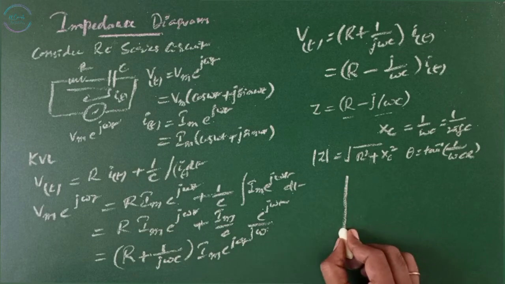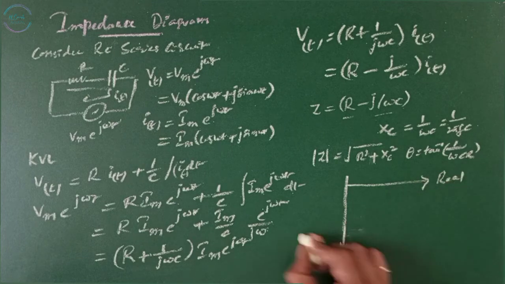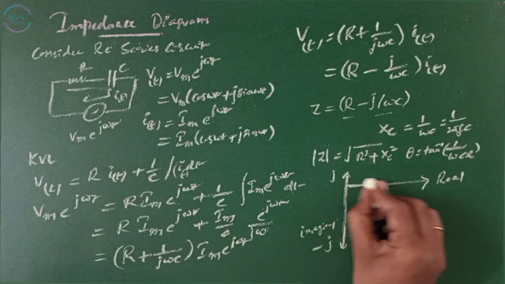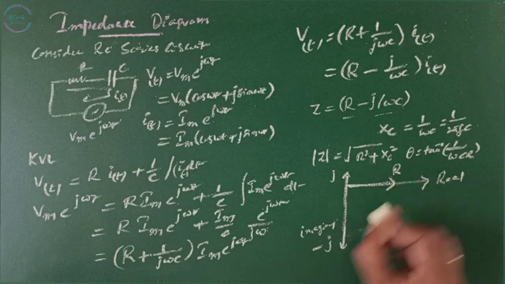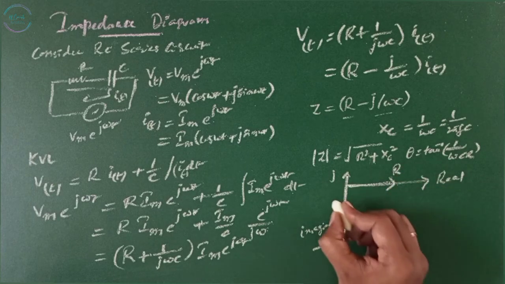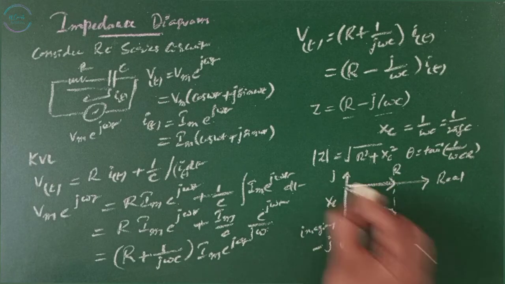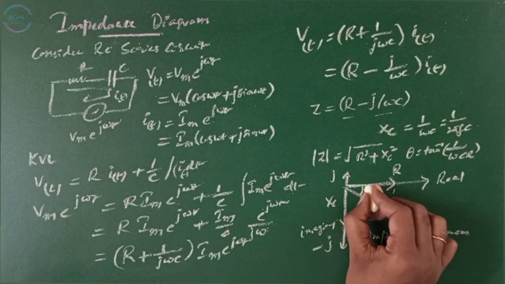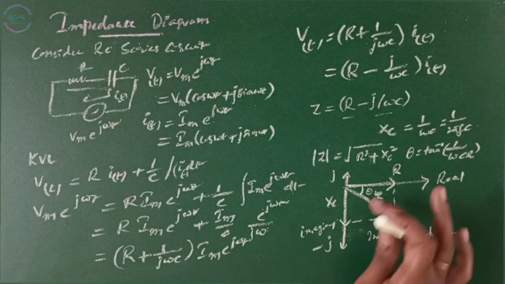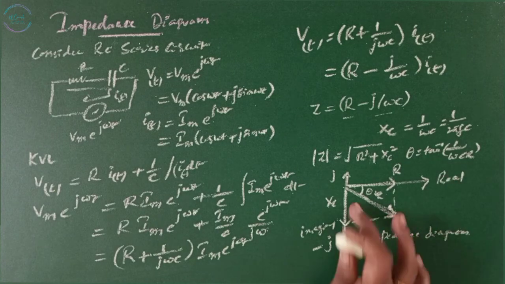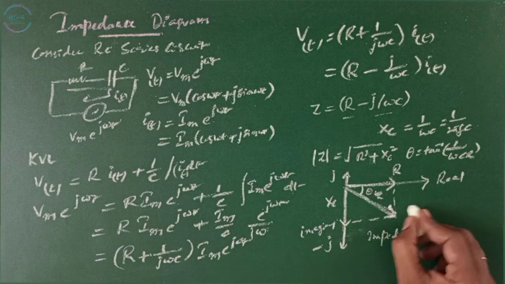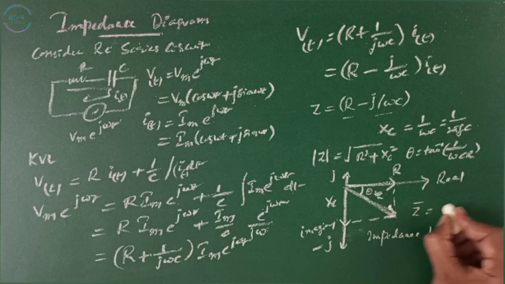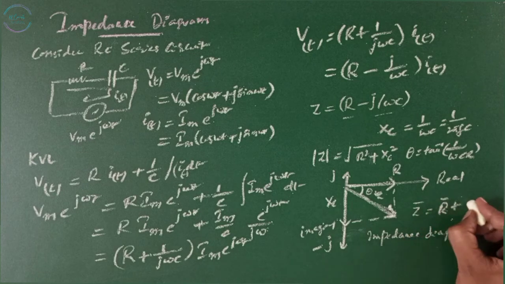Impedance diagram. R, XC, this is the Z. This theta is given by the formula, and Z is given by this formula, or else Z is the vector sum of R bar plus XC bar.